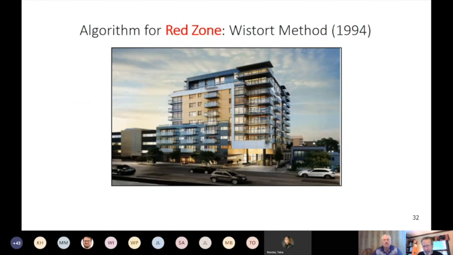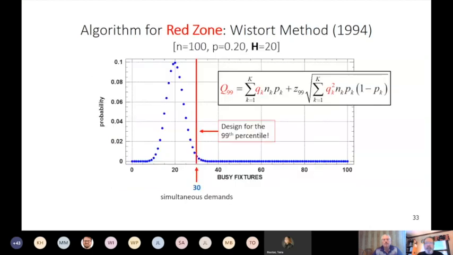Here's from the red zone. So this is a large building. We're using something called the Wistort method, which is proposed by Bob Wistort about 25 years ago. Bob Wistort recognized that we had this very nice distribution of busy fixtures that we saw earlier in this presentation, and it closely approximated a normal distribution. So Wistort said, why not use the normal approximation for the binomial distribution and select the 99th percentile to identify the peak demand? And so this is exactly what he's doing.